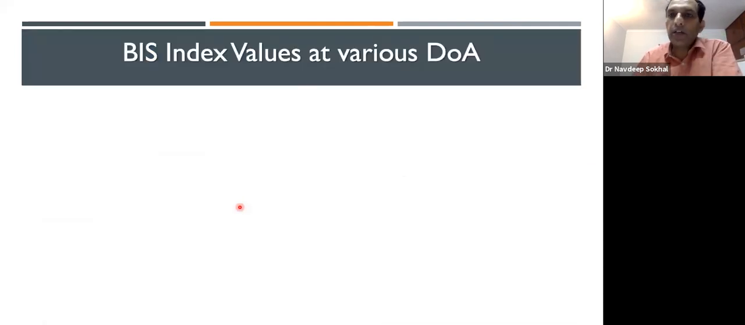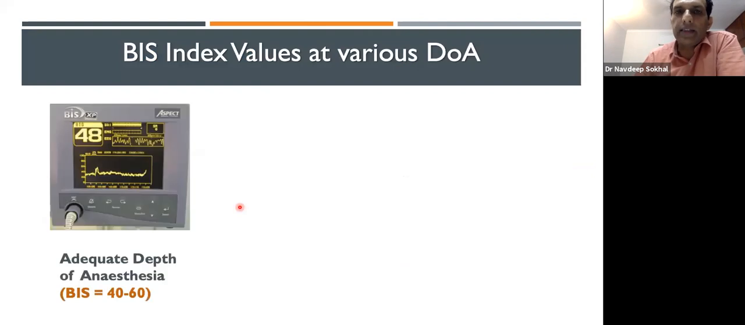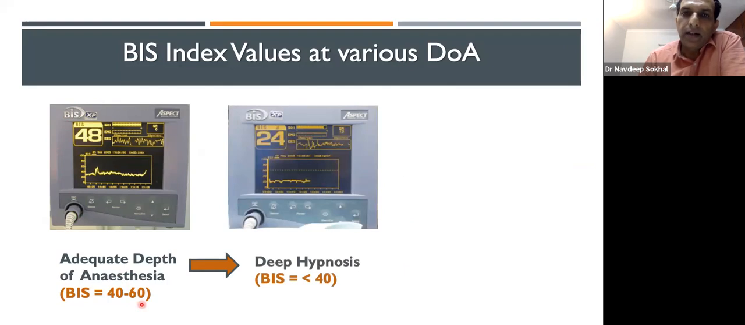Now, BIS index values at various steps of anesthesia, you can see here. In this monitor, you can see the BIS value being displayed here is 48, which actually is the adequate depth of anesthesia. As I just told, a value between 40 to 60 is considered adequate depth of anesthesia. Now see the next picture. Here, the BIS value is 24.